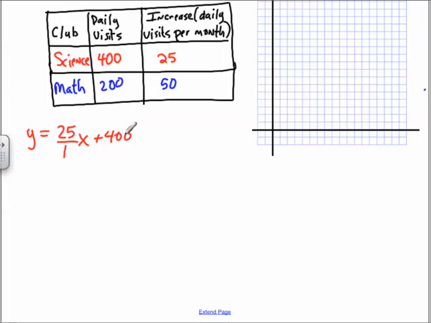Now the Math Club, it's a little bit behind. I'm a little upset about that, but that's all right. But it's going to go up 50 daily visits every month, but it's only at 200 right now. There we go. Okay. So I've got my slope, I've got my y-intercepts here.